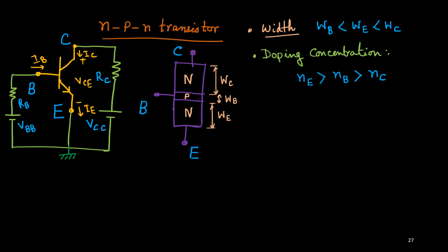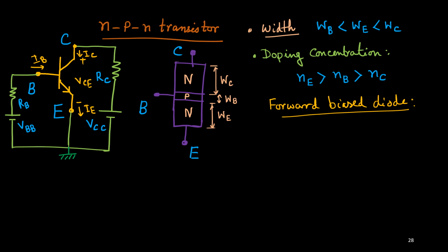Thus we will call this concentration level nE, the doping concentration level. You know that to make N-type we have to use a pentavalent impurity. We have to add a pentavalent impurity, then only will we get an N-type semiconductor. And to make P-type, we have to add a trivalent element, then only will we get a P-type semiconductor. But the doping concentration, meaning the number of impurities we add, should be very large for the emitter side compared to the collector and base, right?